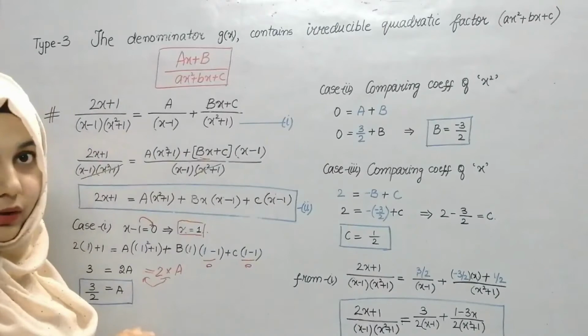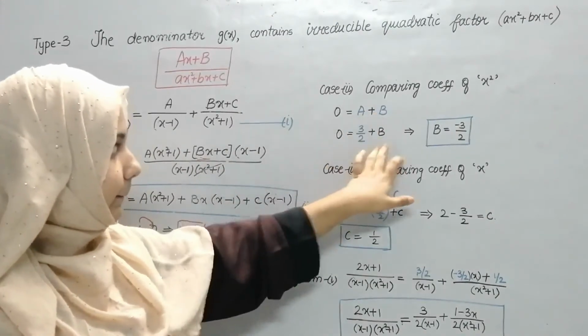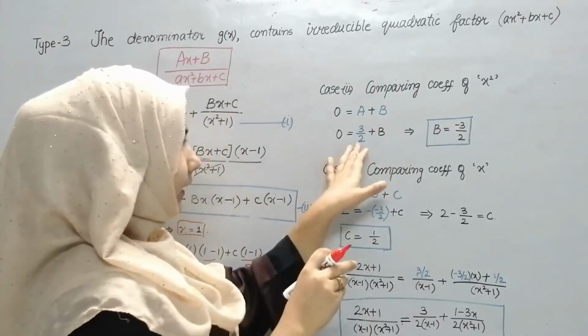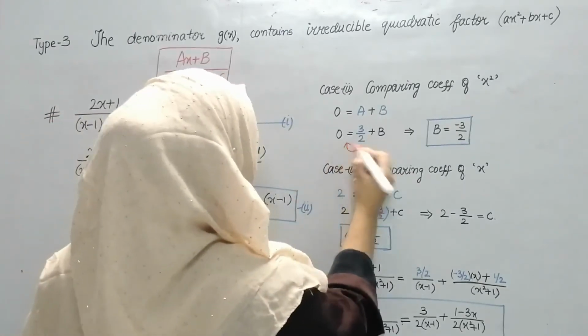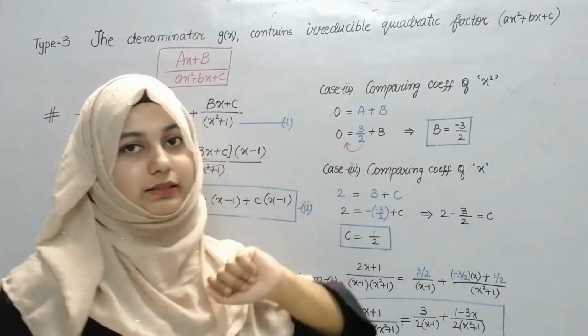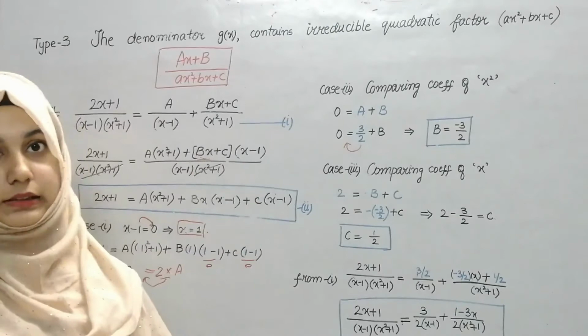Now a plus b equal to 0. Now I know the value of a. So I'll be writing the value of a, that is 3 by 2 plus b. Here 3 by 2 is being added with b. So if it goes to the other side, what happens? It subtracts. So now the b value is minus 3 by 2. We got two values, one is a and the other is b. Now what is left? C is left.